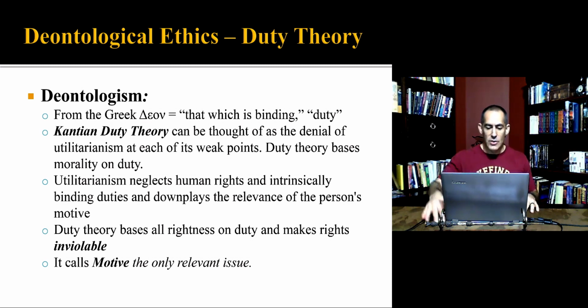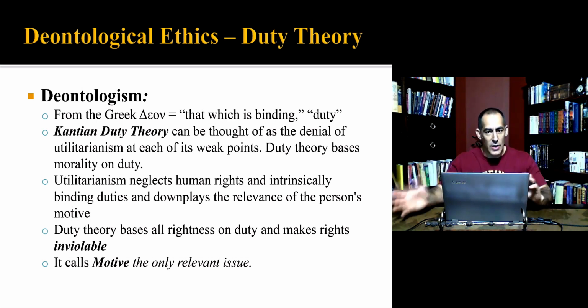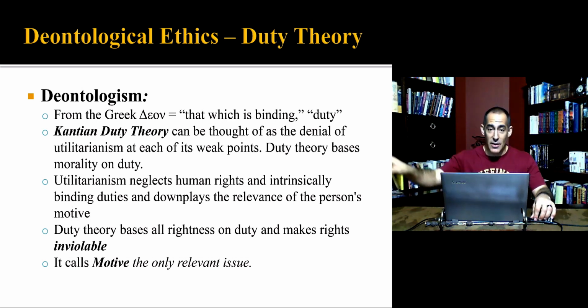And again, deontologism, from the Greek word deon, meaning duty, or that which is binding. Now, it's Kant's duty theory that we could actually think of as a denial of all the principles of utilitarianism, or all the key points of utilitarianism at all the weak points. Because rather than looking at consequences as determining what is a good act versus a bad act, we're going to be looking at the absolutely opposite area of things, which is the motivation behind the act, or especially the duty that requires us to act.